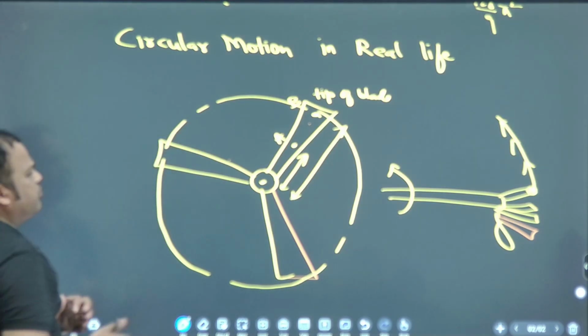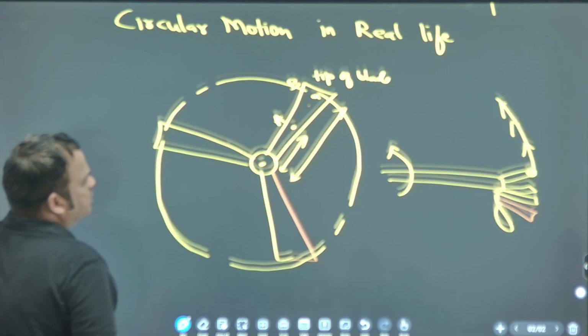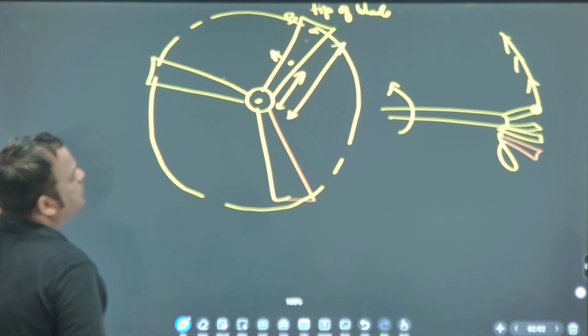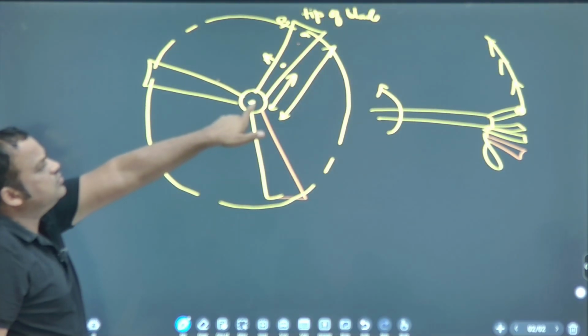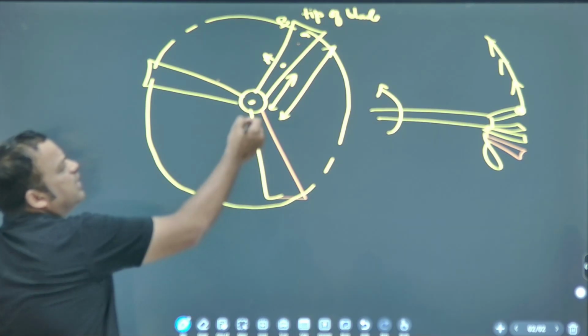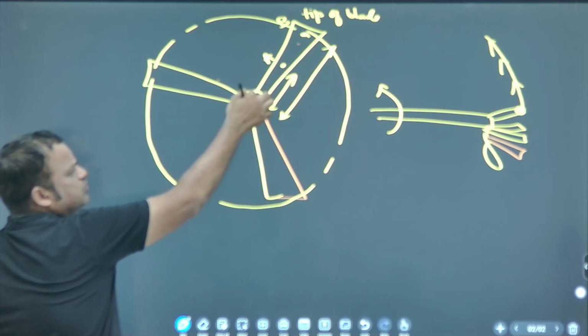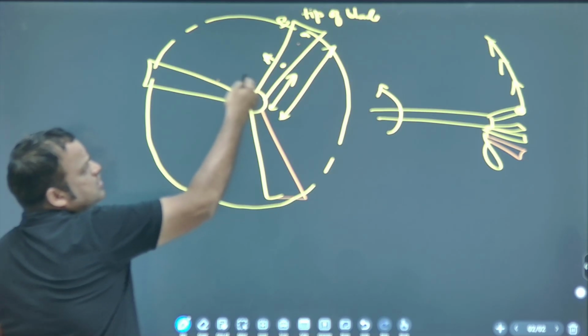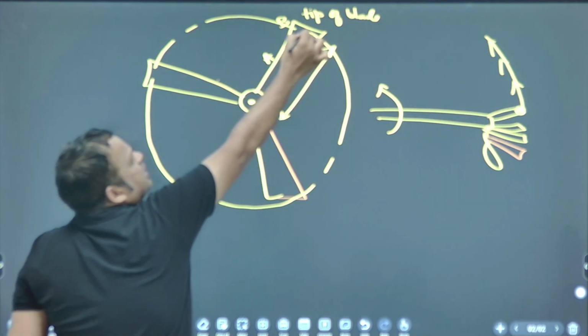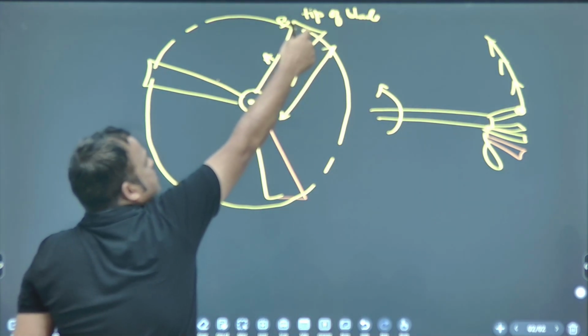So we have one example here. It is doing circular motion. The tip, any point on the blade. What is the radius at the center? Suppose a particle is at the center. So what is the radius? 0, very good. And here you have the maximum radius. This is the maximum radius.